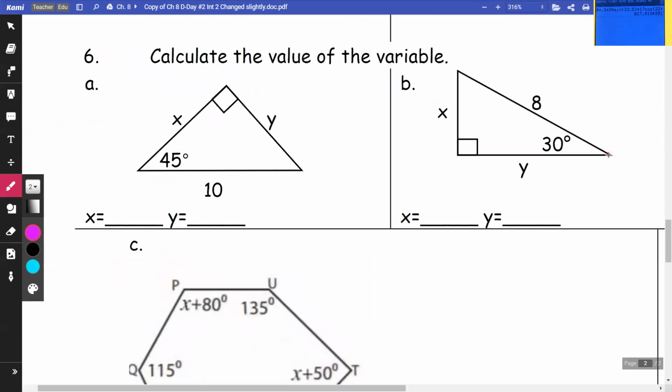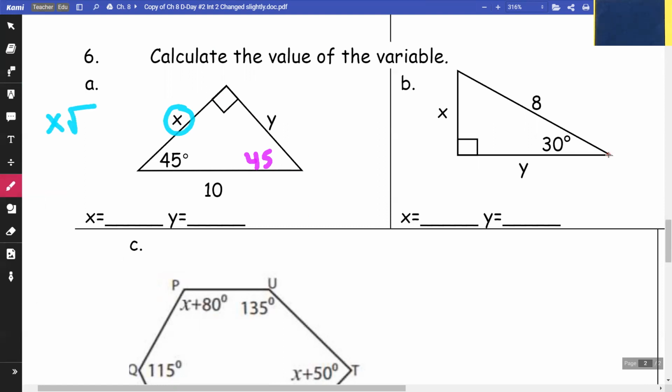On number 6, this is going to be a 45. This is a 45, 45, 90. So what happens is basically I'm going to take this, which is x, and times it by √2 to get 10. So another way to think about it, if I'm trying to find that x, I'm going to take my hypotenuse, which is 10, and divide it by √2.